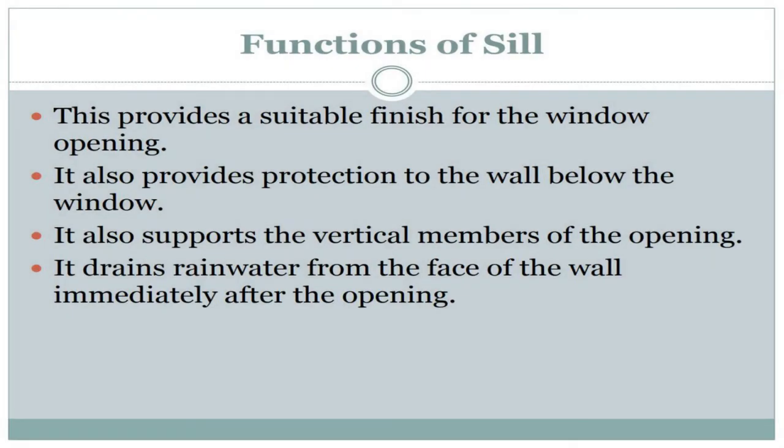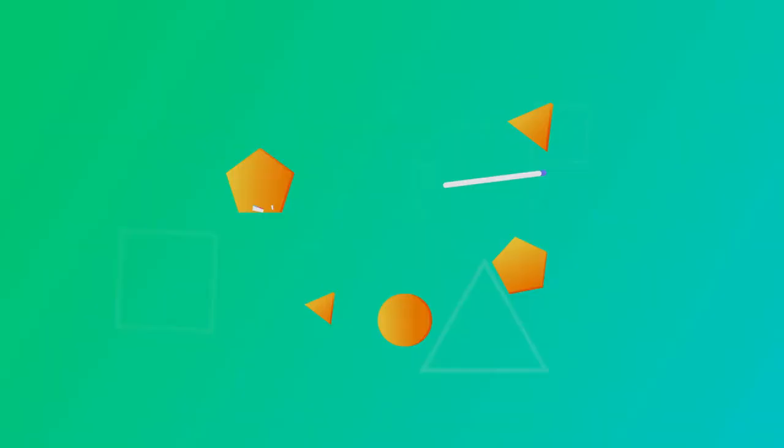Functions of sill. This provides a suitable finish for the window opening. It also provides protection to the wall below the window. It also supports the vertical members of the opening. It drains rainwater from the face of the wall immediately below the opening.